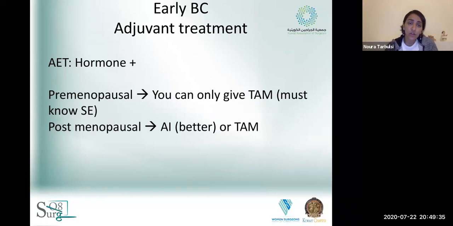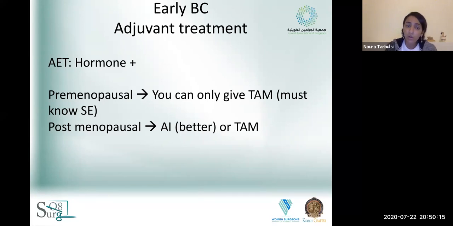Next is the anti-estrogen treatment, obviously only for the hormone positive, ER and PR positive. If the female is premenopausal, so estrogen is coming from the ovaries mainly, the only option is tamoxifen. We cannot give them aromatase inhibitors. You must know the side effects for tamoxifen and the contraindications. Major side effects are thromboembolism and uterine cancer. If the question comes up that the patient has thrombophilia or a condition that makes her prone to thrombosis, then it's a contraindication for tamoxifen.